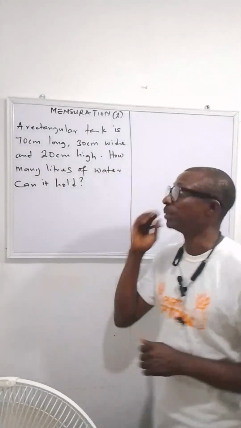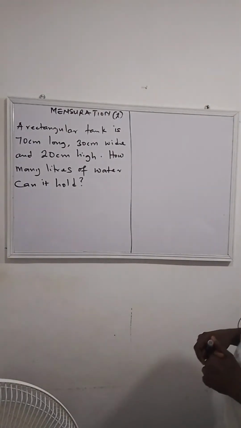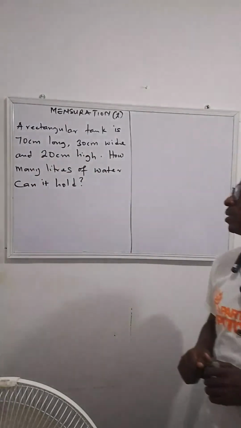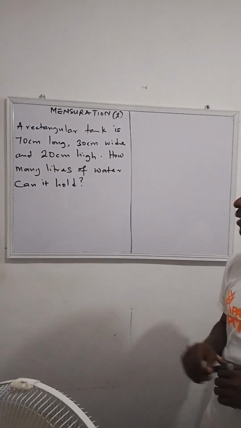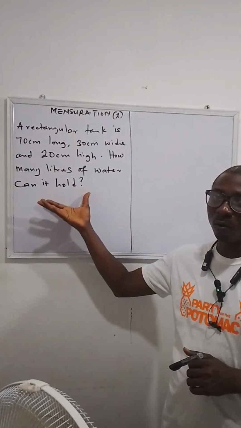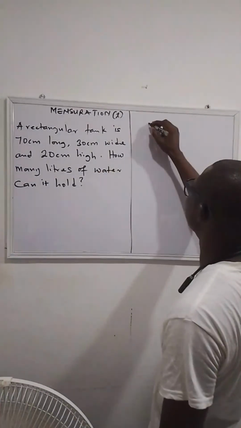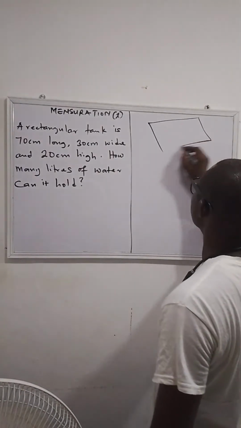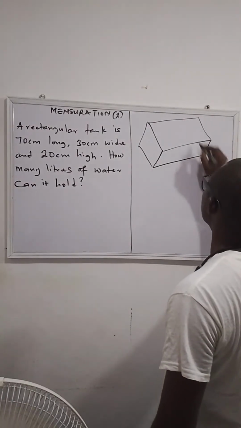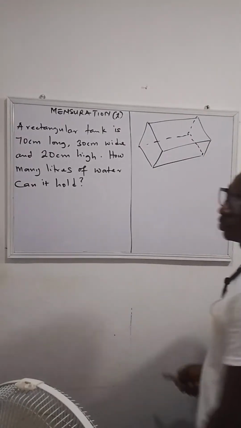So I'm going to do this one. Now let's look at it. A rectangular tank is 70 centimeter long, 30 centimeter wide, and 20 centimeter high. You have to find out the number of liters of water that it can hold. A rectangular tank will look like this, just like a cuboid. All right, so this is what it's going to look like.